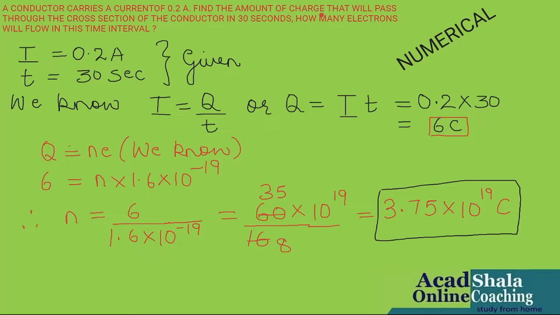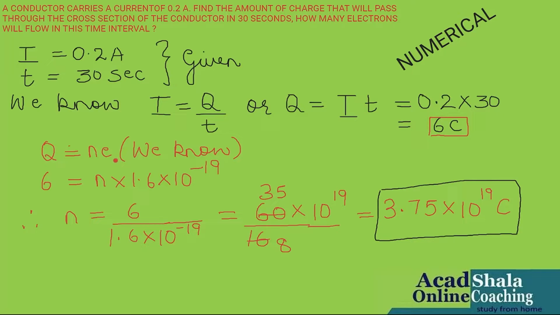A conductor carries a current of 0.2 amperes. Find the amount of charge that will pass through the cross section of the conductor in 30 seconds. How many electrons will flow in this time interval? Okay. What is given in the numerical? I, that is current, 0.2 amperes. Time, 30 seconds, I have written already in seconds. No problem. So these two things are given in the numerical. What I have to find out? I have to find out how many electrons will flow in this time interval.